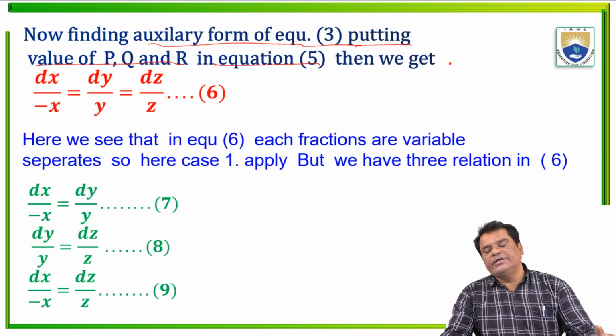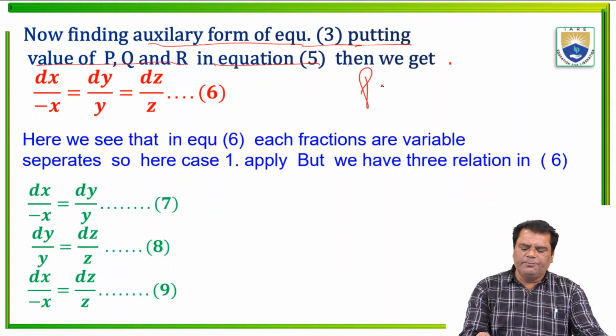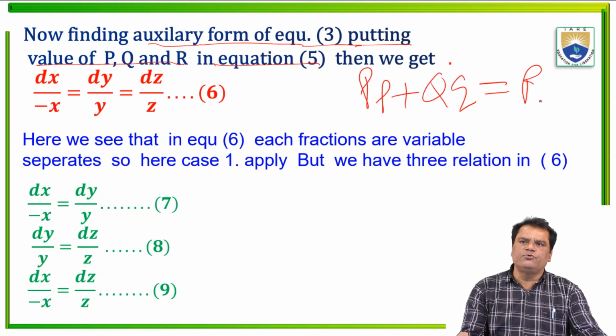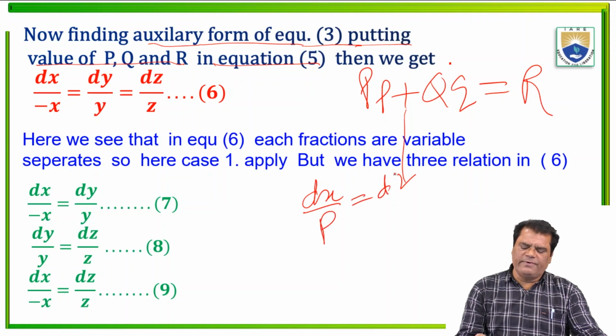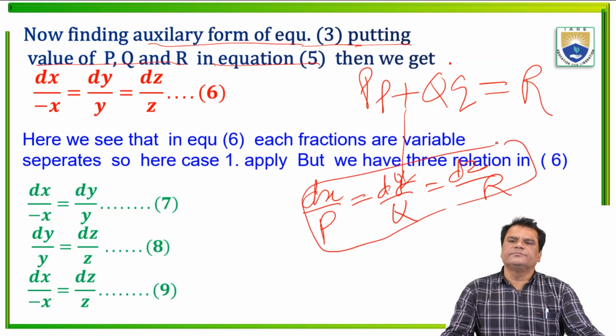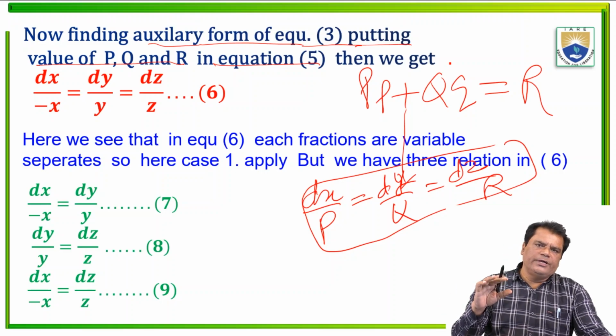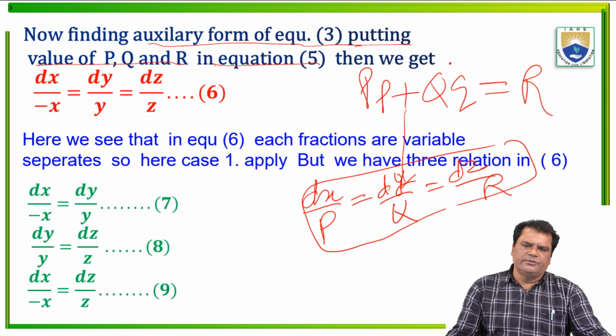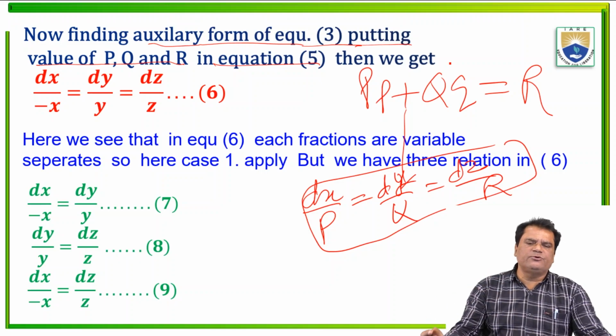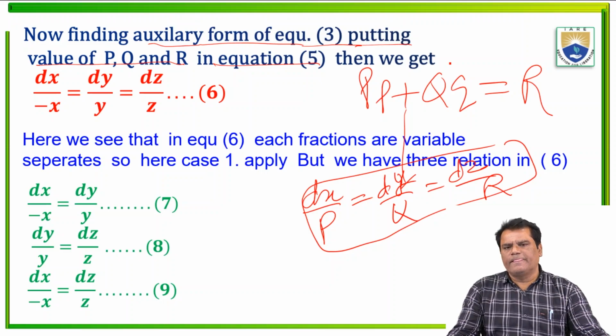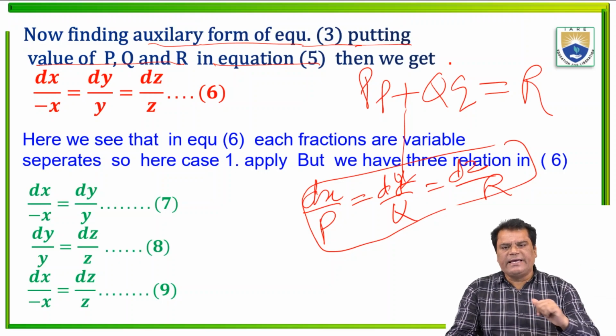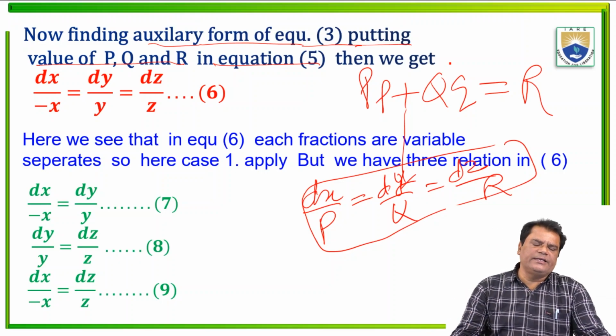What is equation 5? Equation 5 is the general auxiliary form of equation 1. Equation 1 is capital P p plus capital Q q equal to R, and its auxiliary form is dx upon P equal to dy upon Q equal to dz upon R. This is the general auxiliary form. Now in our question the values of P, Q, R are given. After comparing our question with the general equation, we get capital P is minus x, capital Q is y and capital R is z.